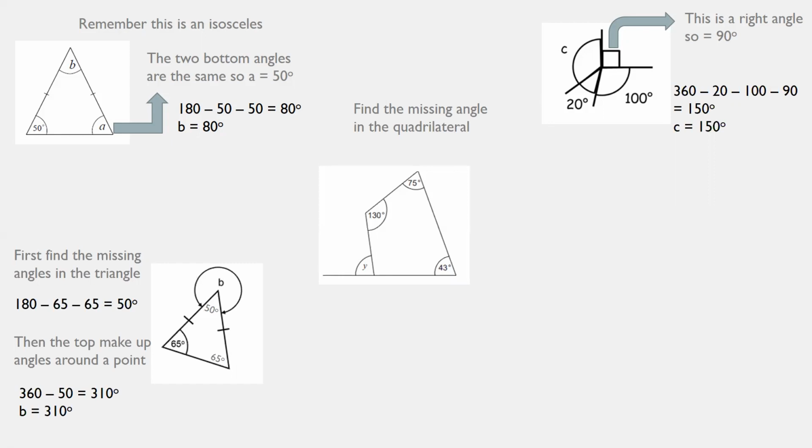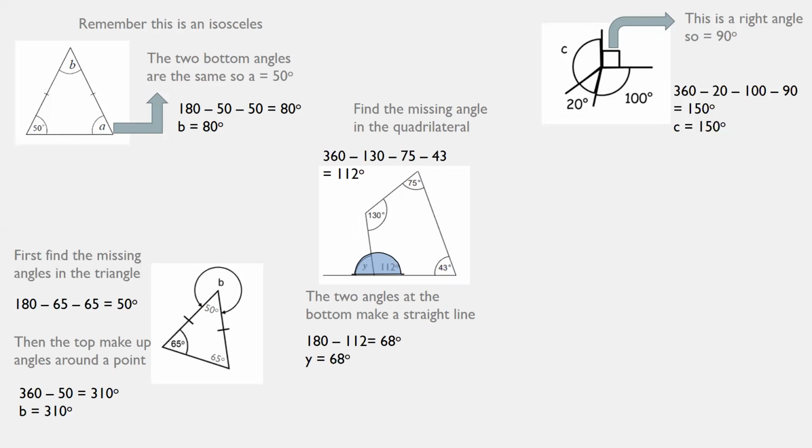So here we'll find the missing angle in the quadrilateral first. We know that our quadrilateral adds up to 360. So again, just take away all the things we already have. That means that one down there must be 112 degrees. Then what you have is those two angles at the bottom, those two there, they're making a straight line. So they must make 180 altogether. So if we take away the 112 that we just found from 180, that means that Y must equal 68 degrees.